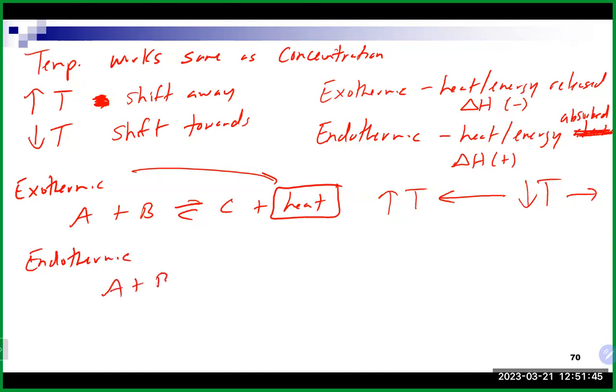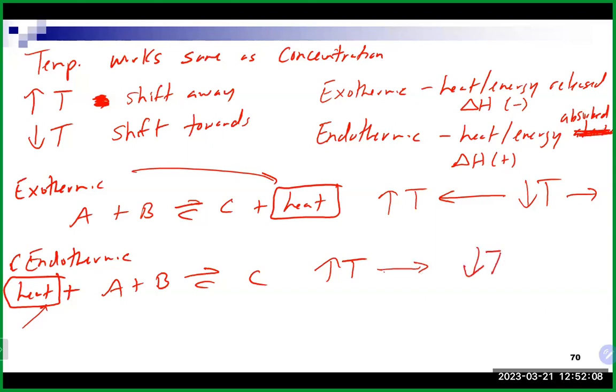A plus B goes to C, but heat is considered a reactant in that case. That means in an endothermic reaction, if I increase the temperature, it should go which way? It would be like adding more reactants, which means it should shift away from it and head towards the product side. And if I throw everything on ice and decrease the temperature, it'd be like removing reactants, which means it should head towards it in that case.